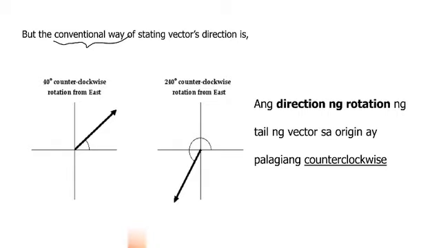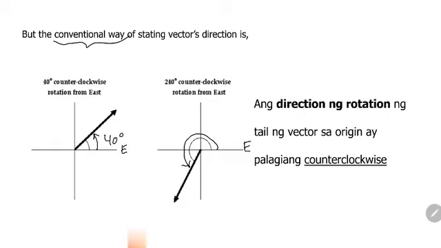Sa conventional way, lahat ng vector angle or vector arrow rather ay naggaling sa east. And then, lahat ng rotation niya ay counterclockwise. Ibig sabihin, kabaliktaran na sa orasan. Like for example, this one and this one. Okay? So, kaya ang description nito ay 40 degrees counterclockwise rotation from east. Ito pala ay 40 degrees.